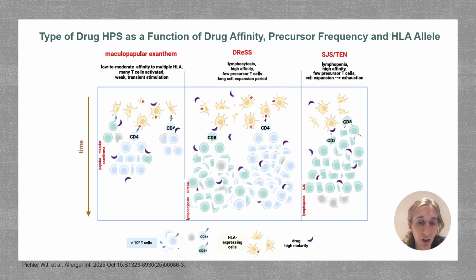In DRESS, we have a lot of cells and lymphocytosis. We have very high affinity and few precursor T cells and a long cell expansion period. That's maybe why it appears lately. And with Stevens-Johnson, we have lymphopenia, high affinity, but we have here few precursors of the T cells, and the cell expansion goes to exhaustion. So it's different situations for each clinical picture.